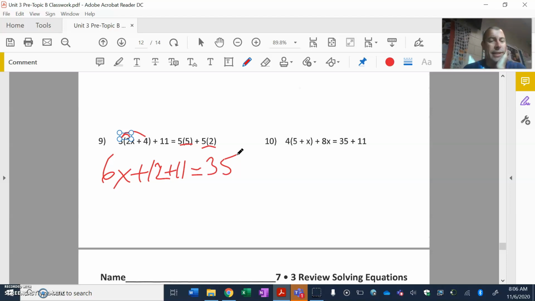I go back over to the left-hand side, and I see there are more like terms to combine. I can combine my 12 and my 11 together, but not the 6x, because that has the x. It would need someone else with an x, but we don't have that. So the 6x just stays. The 12 plus the 11 is 23.